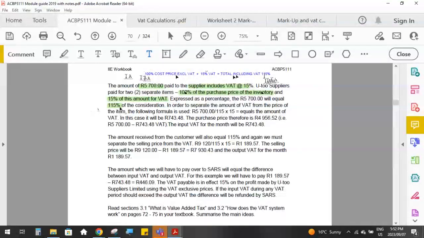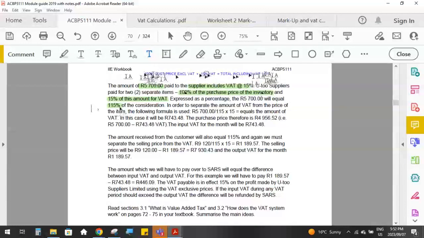The excluding VAT part of the purchase price is 100%, and the VAT portion of the purchase price is 15%. So it's your selling price, or the price of the goods. I'm calling it a cost price here. We add 15% onto that. So the excluding VAT plus 15% equals 115%, which is the including VAT amount. And you must remember those percentages, because those are the percentages you're going to use to do your calculations.